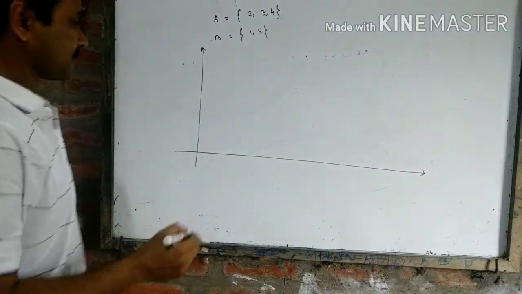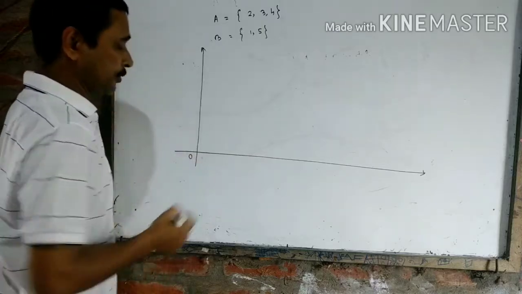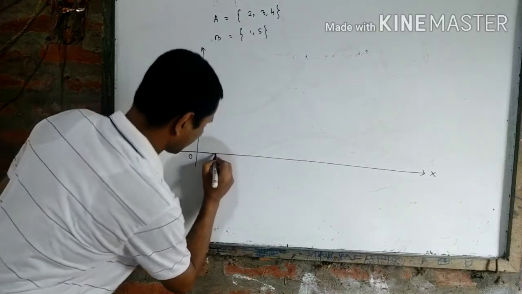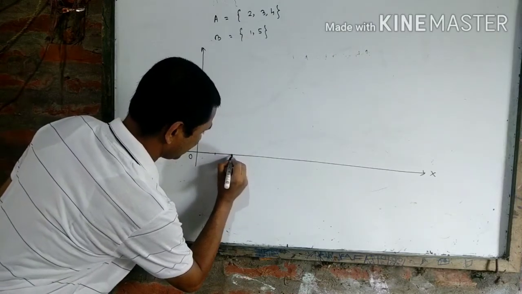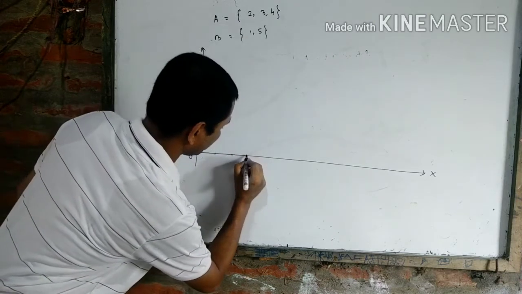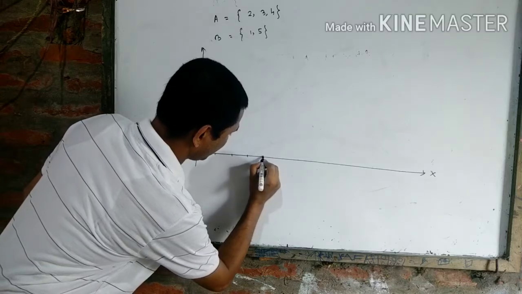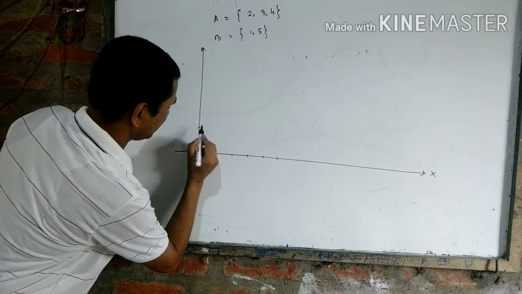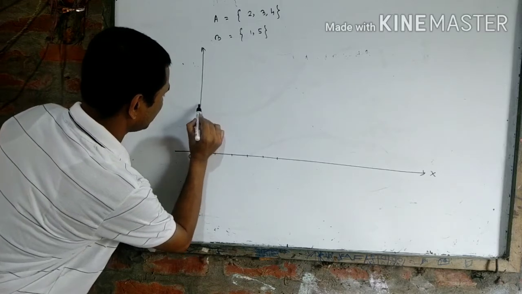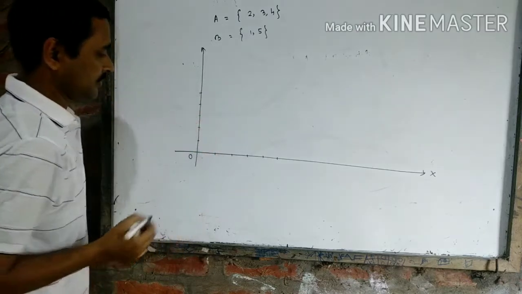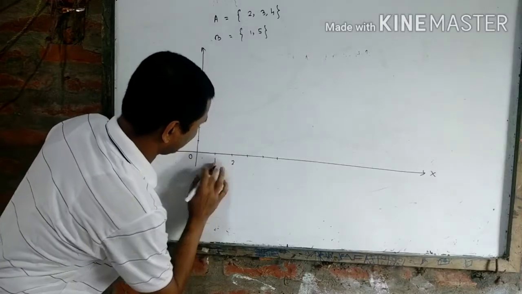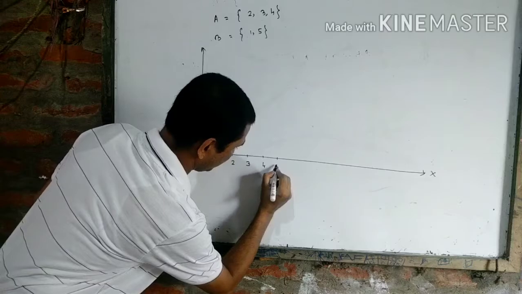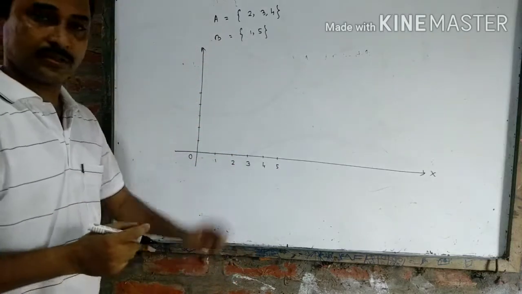This is a rough sketch. We put the elements of A along the x-axis: 1, 2, 3, 4, 5. Element 1 is not there, so the elements of A are 2, 3, and 4.